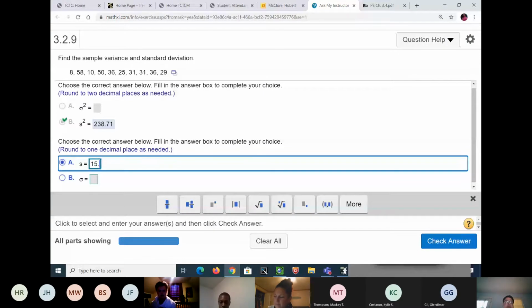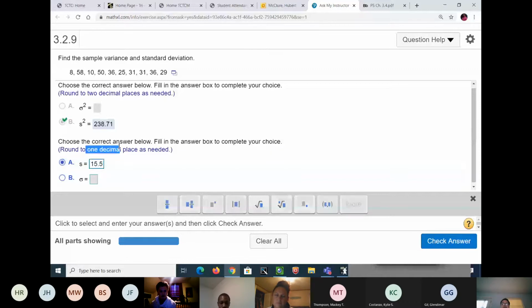Now, is this a trick question? The first one asks for 2 decimal places, and the second one asks for 1 decimal place. Yes, to me, that's kind of tricky. On a test, please be aware of that, because I'd hate for you to get the wrong answer because you assume since they asked for 2 decimal places here that they would ask for it here, but they ask for 1 decimal place. That's kind of tricky. I don't like that.